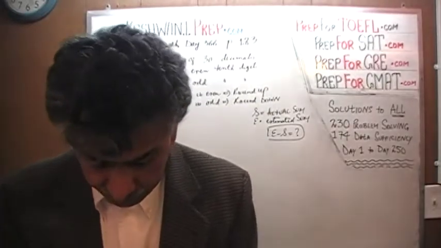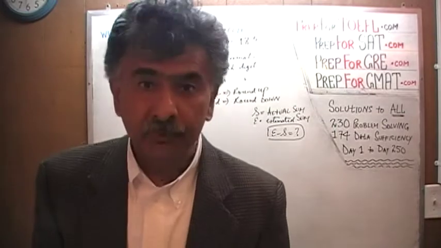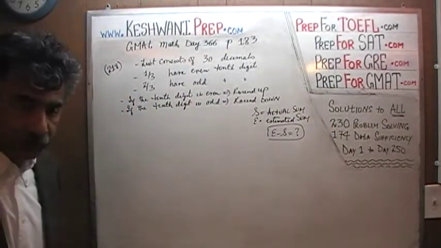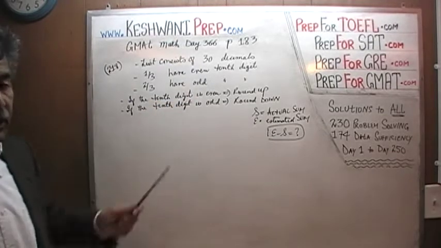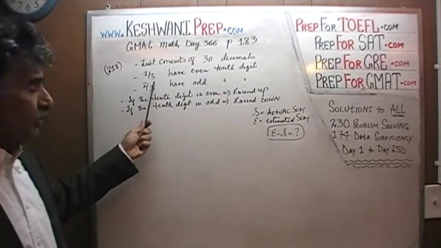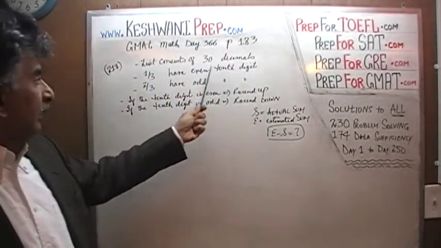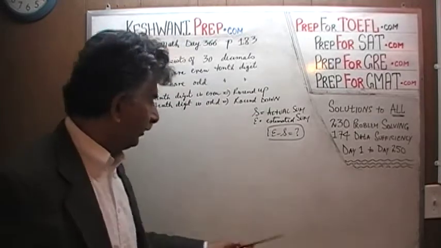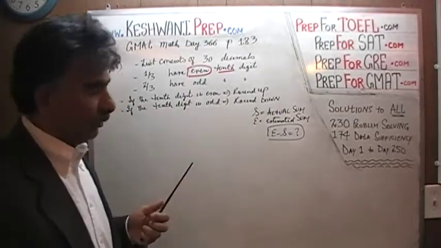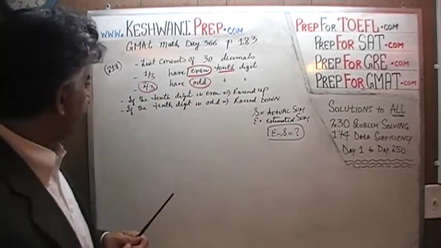Page number 183, the penultimate problem on the page, problem number 218. Problem number 218 tells us that we have a list that consists of 30 decimals. We are told that one third of those decimals are such that their tenth digit happens to be even. And of course that will also imply that two thirds will have an odd tenth digit.